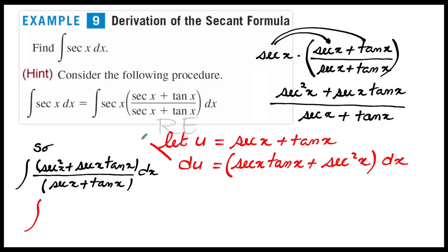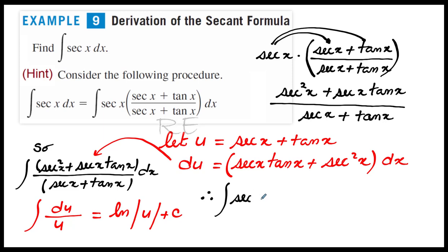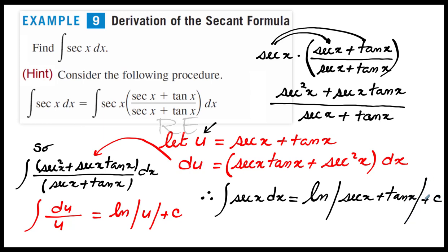It's really du. The numerator is du and the denominator is u. If we follow the pattern, this should give you ln absolute value of u. Logarithmic integration. So it's ln the absolute value of u plus c. So the integral of secant x dx is equal to ln secant x plus tan x plus c.